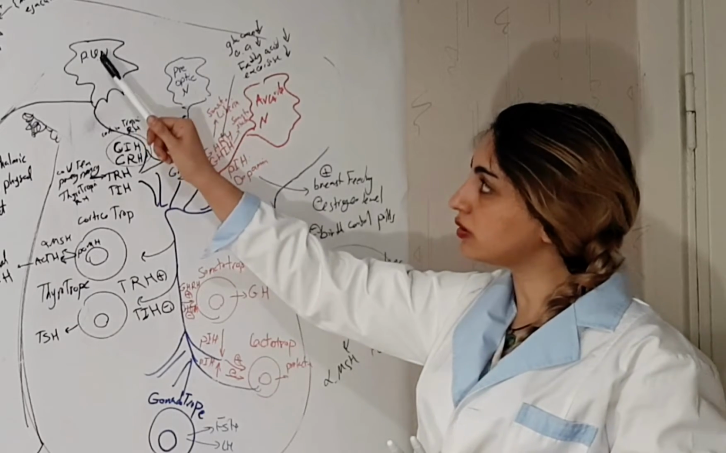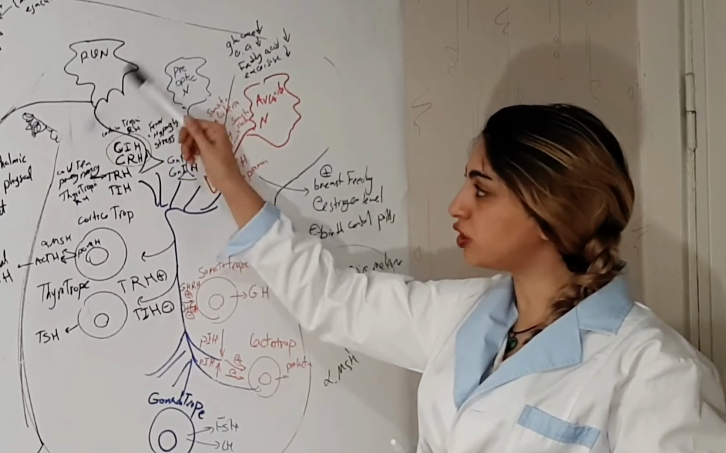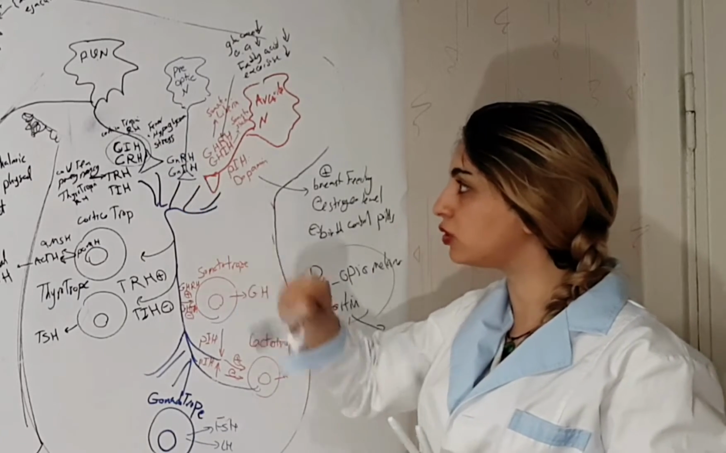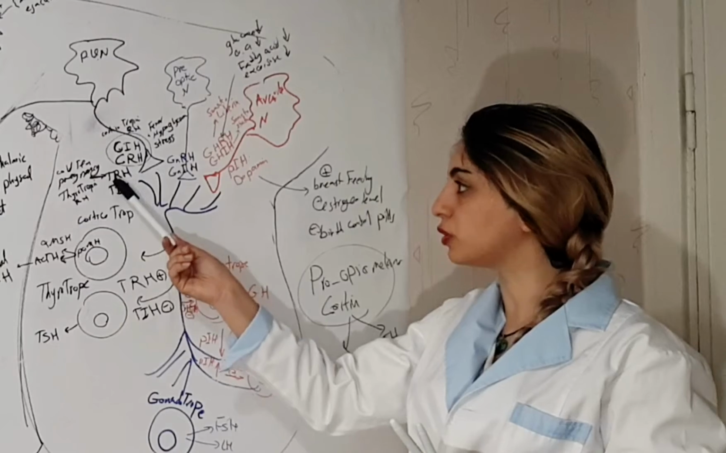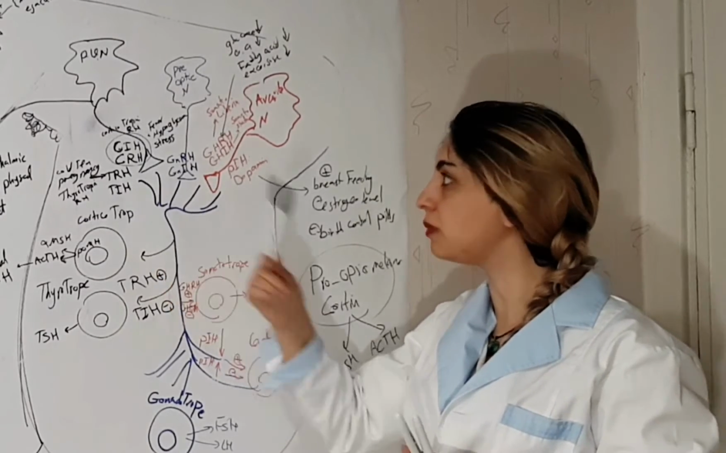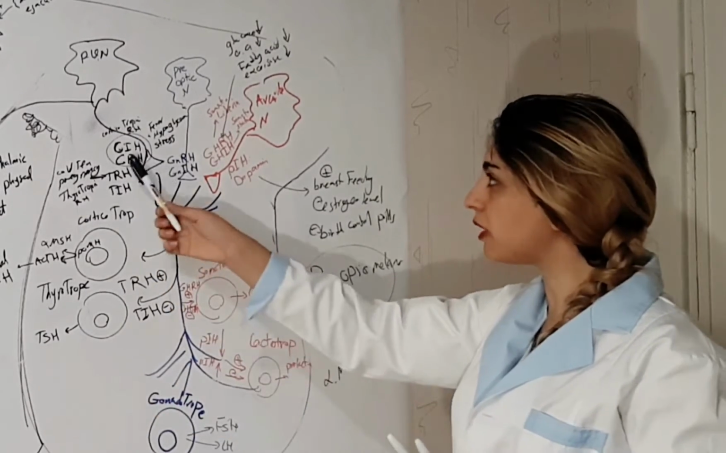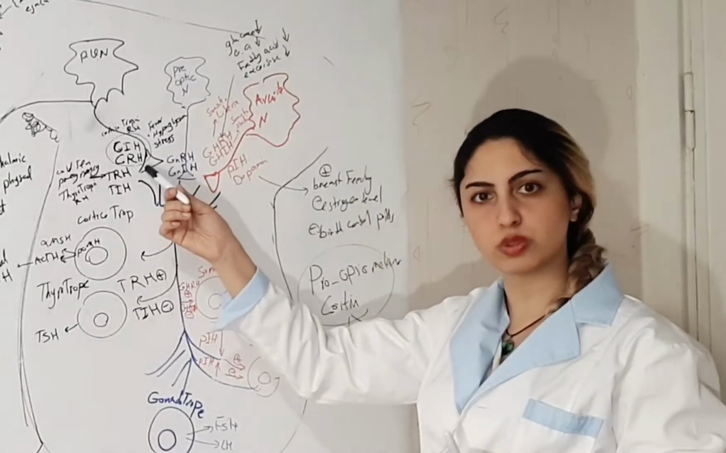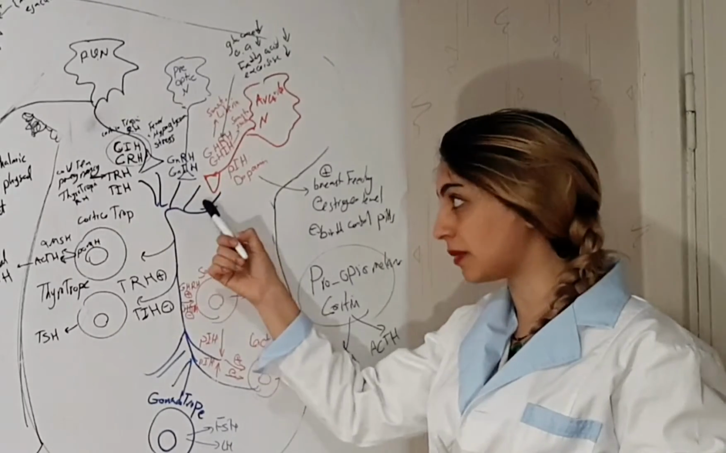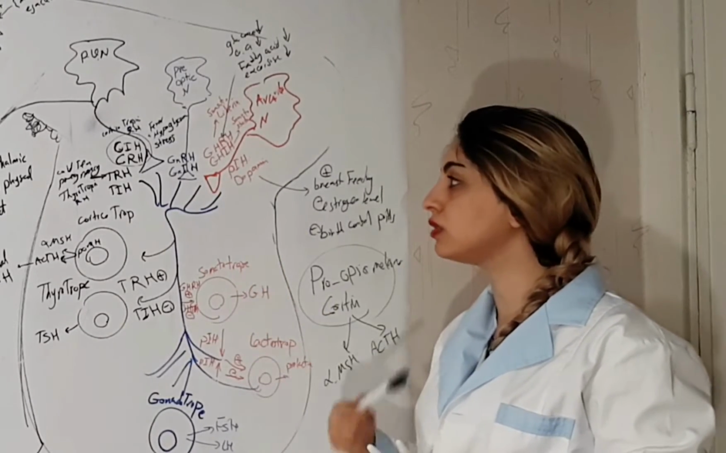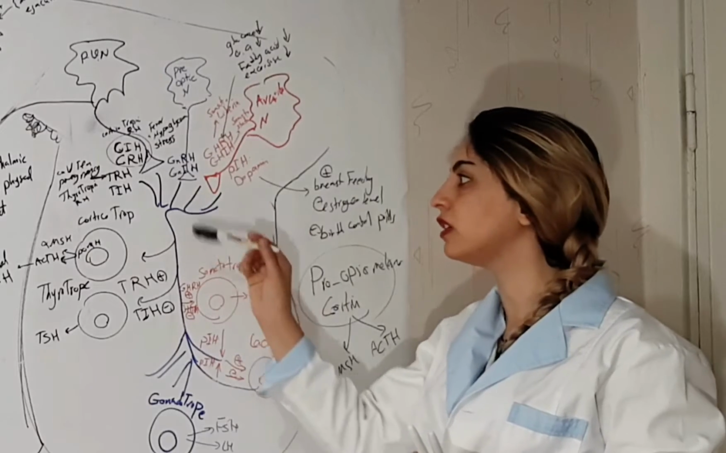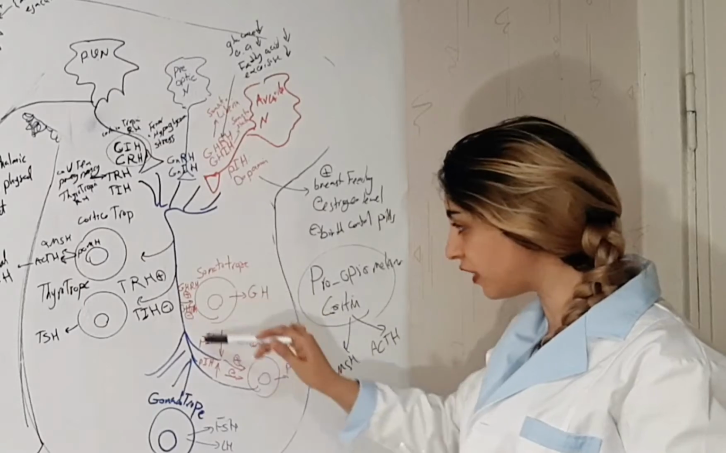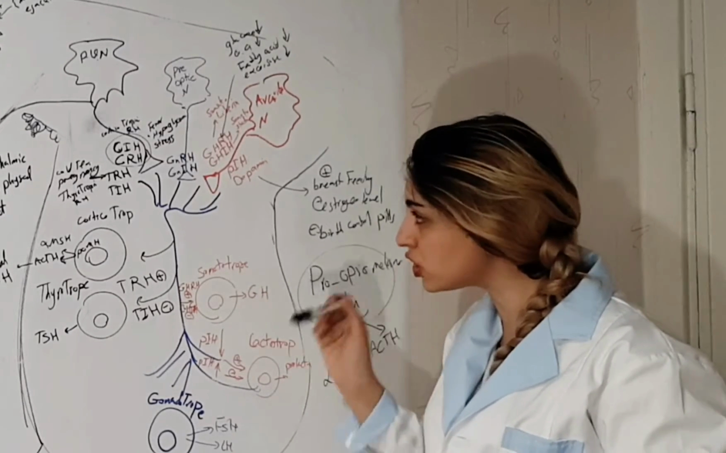The paraventricular nucleus is a nucleus which produces corticotropin releasing hormone, corticotropin inhibitory hormone, and also thyrotropin releasing hormone, thyrotropin inhibitory hormone. And what are these? First, about corticotropin releasing hormone. It produces one hormone whose name is corticotropin releasing hormone. It will come into the capillary bed, the primary plexus capillary of the hypophyseal portal system. So it will come into the hypophyseal portal vein, and finally it will go to reach its target cell.